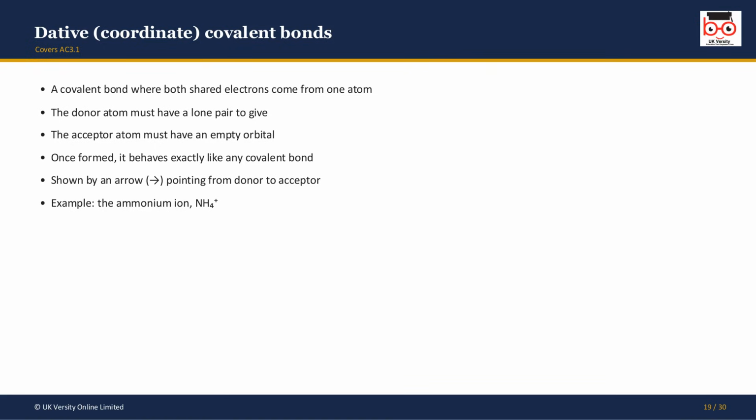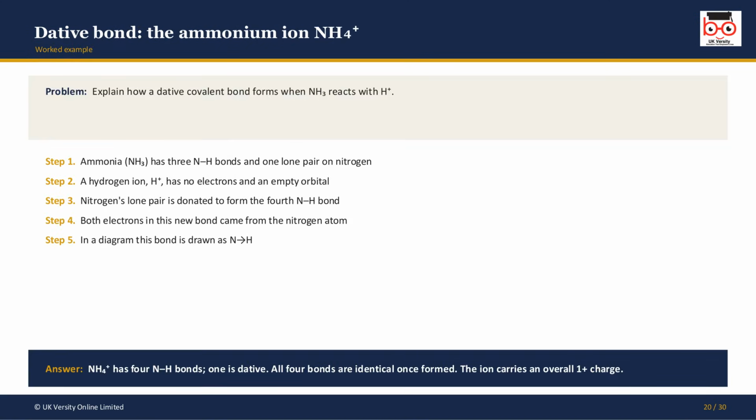We show it with an arrow pointing from donor to acceptor, and the classic example is the ammonium ion. Let's see how that dative bond forms when ammonia reacts with a hydrogen ion. Ammonia has 3 nitrogen-hydrogen bonds and 1 lone pair on the nitrogen. A hydrogen ion, H+, has no electrons at all and an empty orbital.